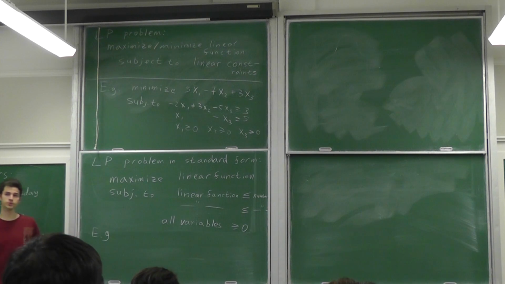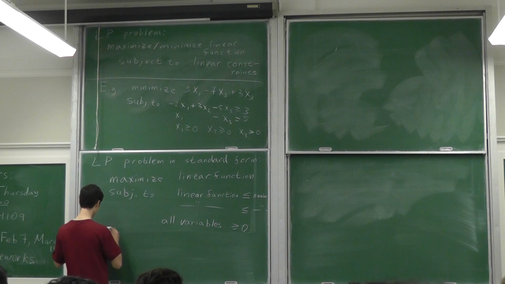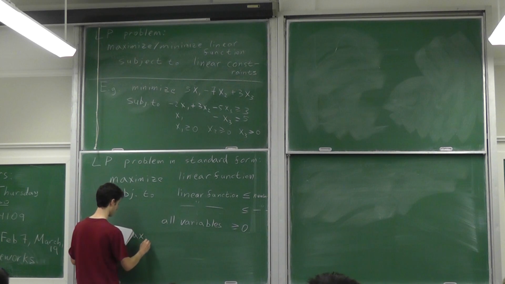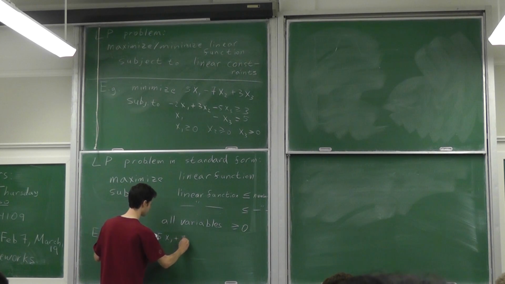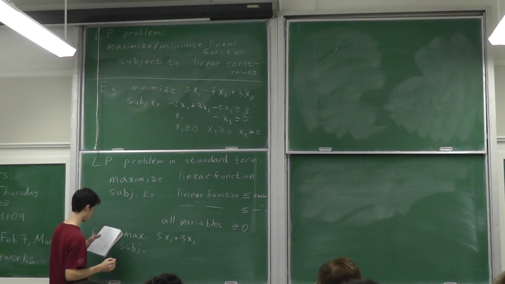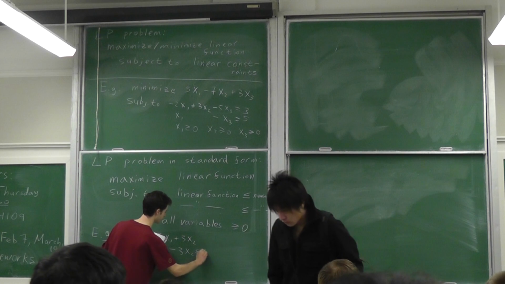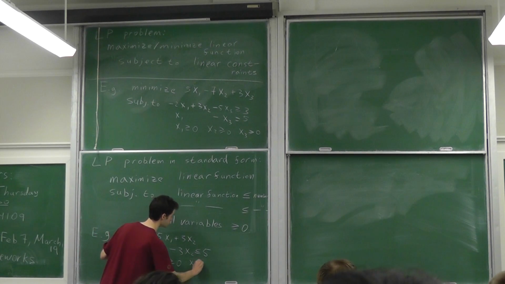Let me give you an example of such a thing. Something like this: maximize 5x1 plus 3x2 subject to x1 minus 3x2 smaller or equal than 5, x1 is positive, x2 is positive.